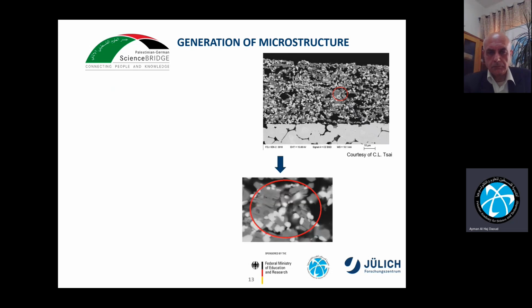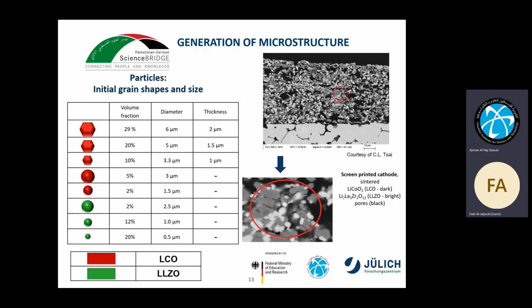If we take one part, for example, and zoom in, we have the lithium cobalt oxide, which is dark. We have flat structures, and we sometimes have some spherical parts, which means that LCO could be considered as hexagonal particles, and these are the spherical particles. But for LLZO, which are the bright parts, we have spherical parts only, and that's why we predicted this volume fraction and dimensions of the LLZO spheres in the system. The pores are black here in the system. So these are the initial grain shapes, sizes, and volume fractions of the particles we use in the system.